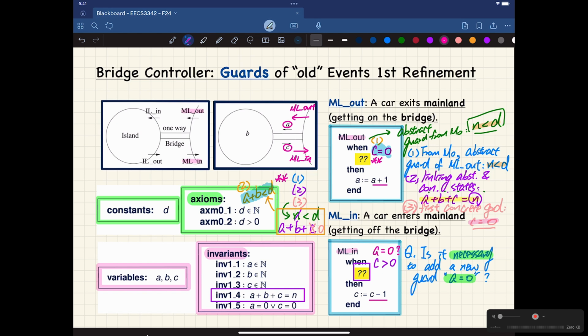I don't think it's going to be necessary because I think that guard A equals 0 is going to be used for IL out. Going to be used for ML out? No, IL out. Oh, that's another event, right? Yeah. Interesting. Ah, okay, I see what you mean. That's very clever thinking, okay?